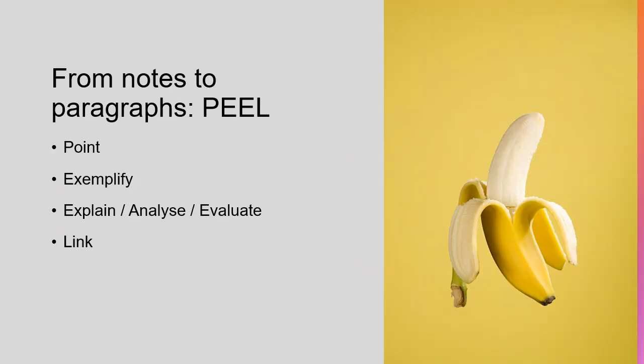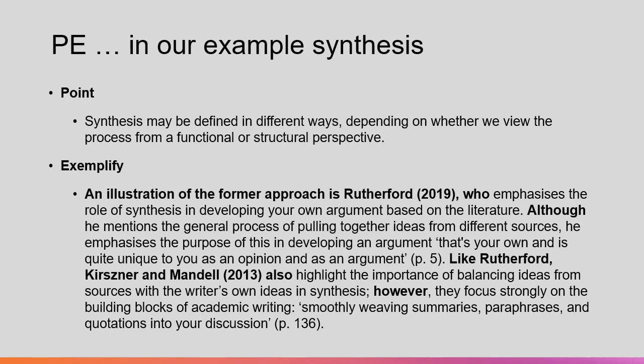The next stage, of course, is to turn your analysis of your sources into points and paragraphs. One way of doing this is to follow the Peel paragraph structure of point, exemplify, explain, analyse or evaluate, and link. Let's take a look at how my example synthesis paragraph conforms to this common academic paragraph structure. The first sentence, my own point, came first in the paragraph. This was followed by my discussion of the two sources, in which I used them to exemplify the point I was making. Therefore, I am exemplifying and illustrating the point.